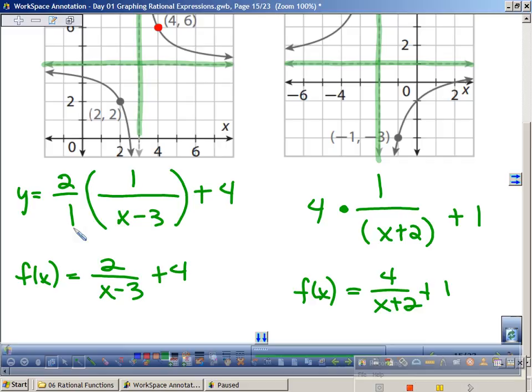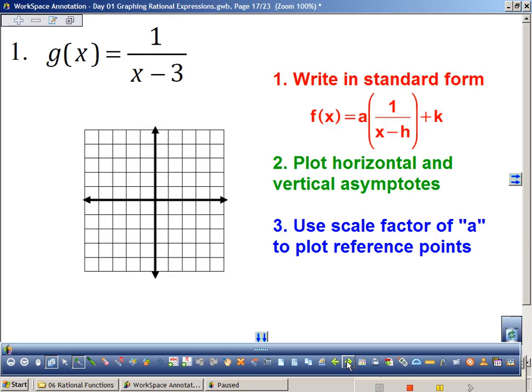All right, ready? I've got one more to show you. This is a homework problem. So, guys, this is the form we wanted, where I've got x minus h, where h is that vertical asymptote, it's what x can't be. And k is what y can't be, right? And then a is how far of a jump we're going from that horizontal asymptote. That's what we're finding.